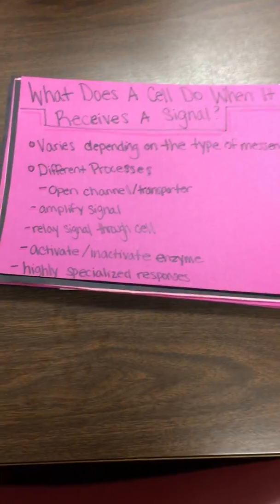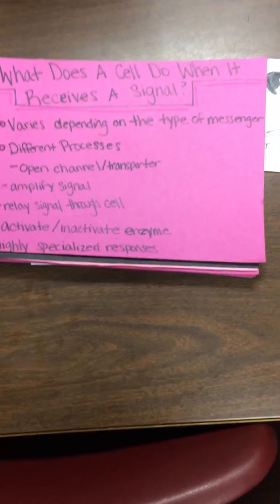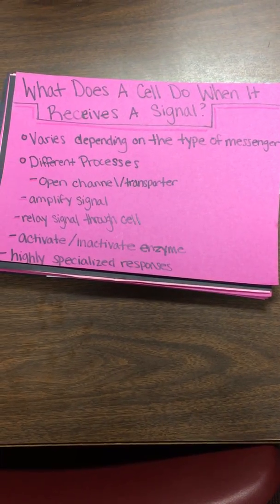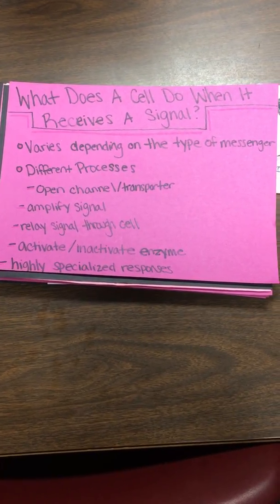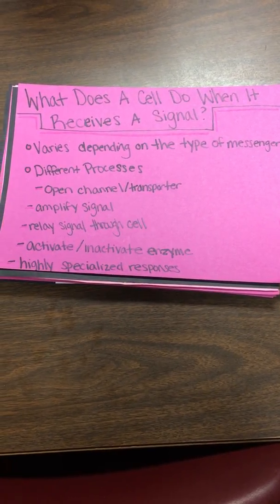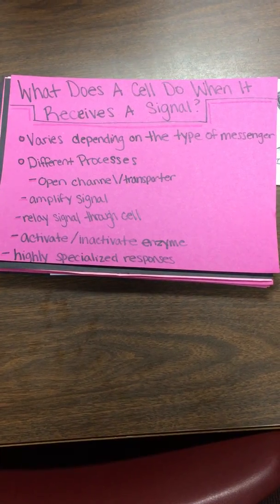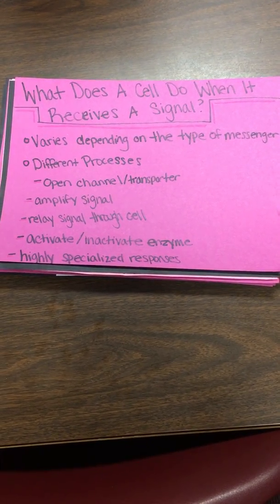When a cell receives a signal, its processes depend on the type of message received. Certain signals are responsible for opening or closing a channel, amplifying a signal, relaying the signal to other portions of the cell with signal transduction, or activating or inactivating a protein enzyme.